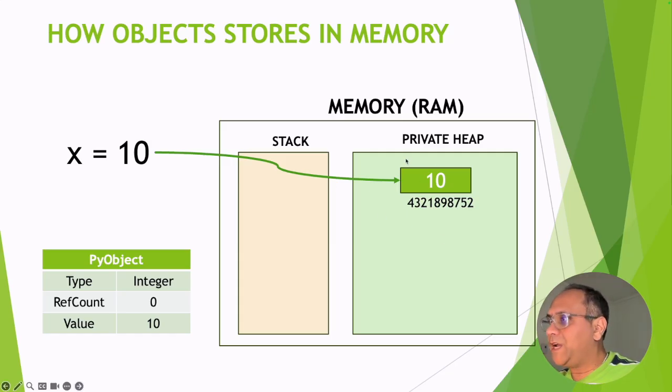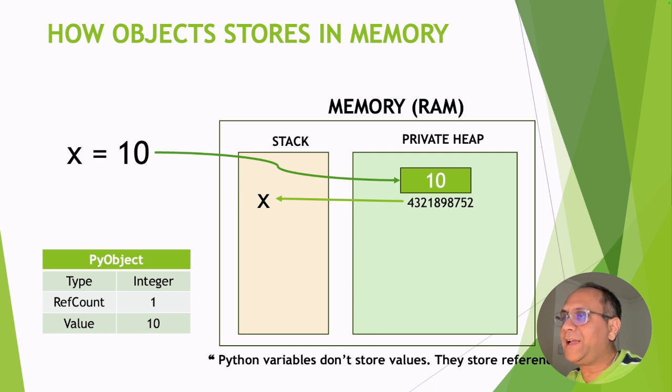This is a PyObject. This particular object has a memory identity address. For now, let's consider this 10-digit number is the memory identity address for this particular PyObject, which is the integer object 10. Now this PyObject has three attributes. One is type, which stores what type of object it is. Another is reference count, which stores how many variables are referring to this particular object in memory, and value, which stores the object value, that is 10 here.